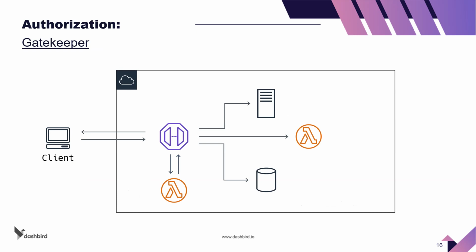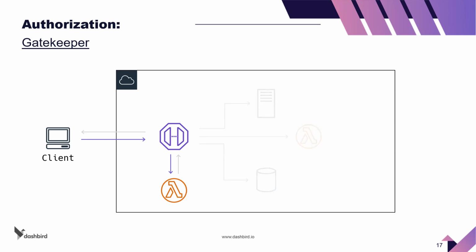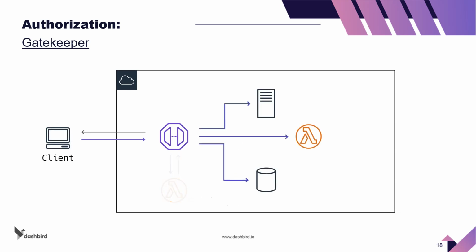Moving into the authorization category, this is the gatekeeper pattern. Every request coming through an API, for example, goes through an authorizer before reaching an underlying service. This authorizer serverless function is called the gatekeeper. This function performs identity authentication and validates whether the client is authorized to access the underlying resources.